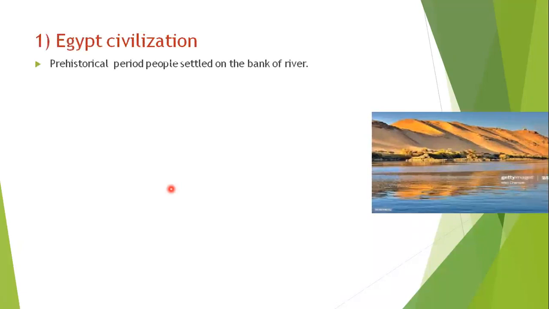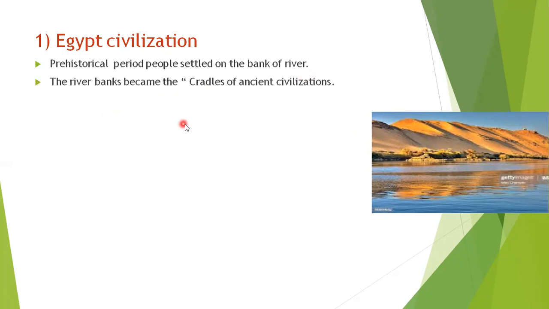Okay children. So first one, Egypt civilization. First, we are going to learn about Egypt civilization. You know very well, prehistorical period people settled on the banks of rivers. Where did they settle, children? They settled on the banks of rivers. The river banks became the cradles of ancient civilization.